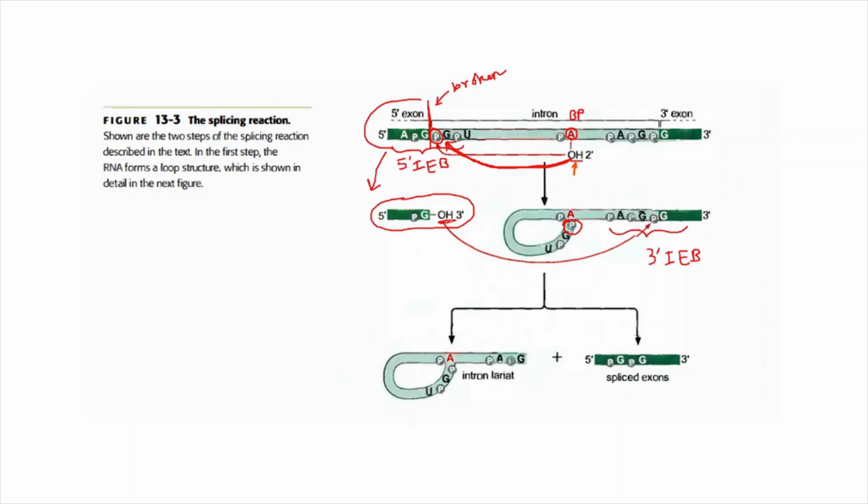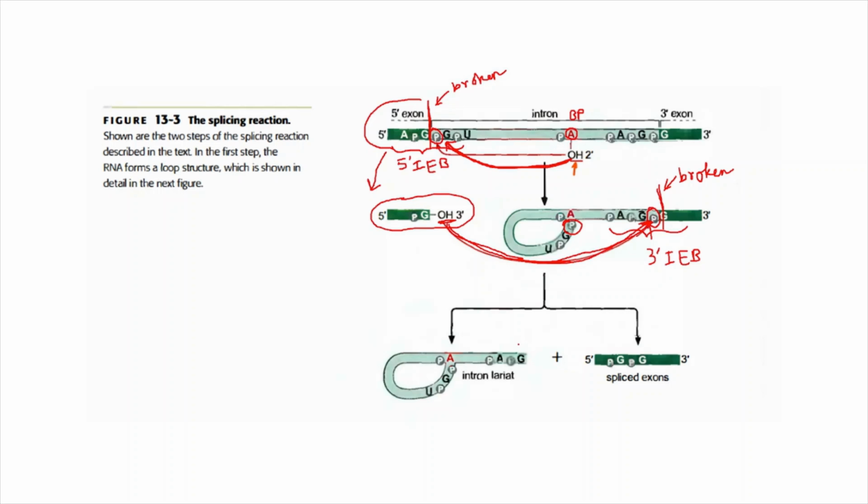group. Now this OH group does a nucleophilic attack on a phosphate group near the 3' end of the intron exon boundary, which is attached to a guanine residue. So similar to the previous case, here this phosphodiester bond is now broken, and the new phosphodiester bond will be formed between the 3' OH of the exon and the attacked phosphate, the phosphate group that has been attacked.